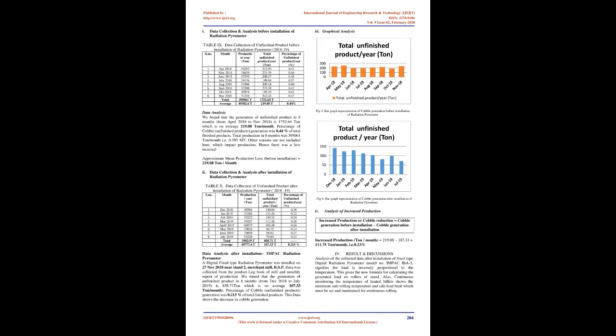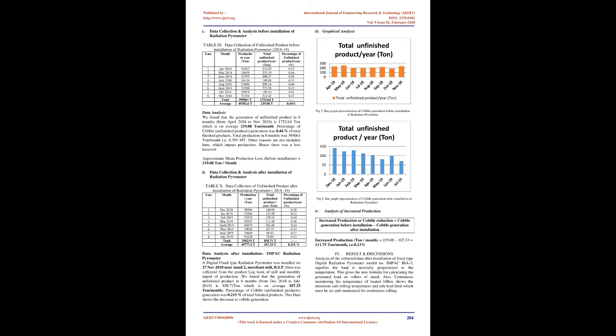Other reasons are not included here, which impact production. Hence there was a loss incurred. Approximate mean production loss, before installation, equals 219.08 tons/month. 2. Data collection and analysis after installation of radiation pyrometer. Data analysis after installation impact radiation pyrometer.